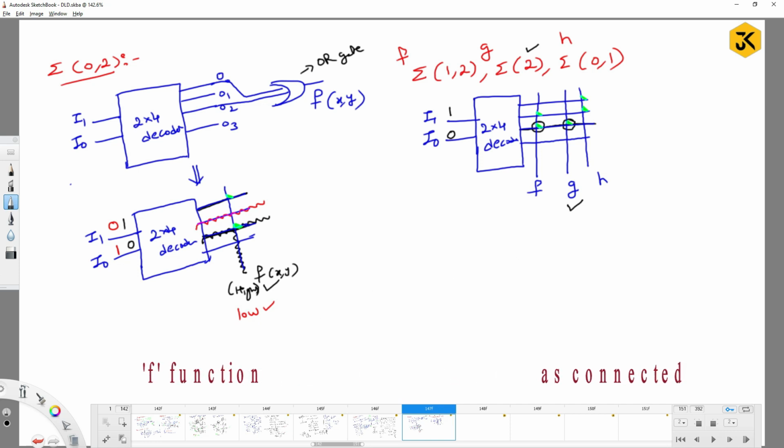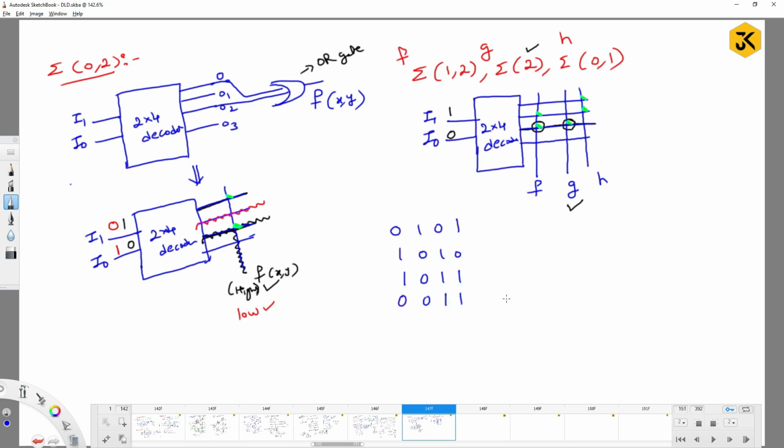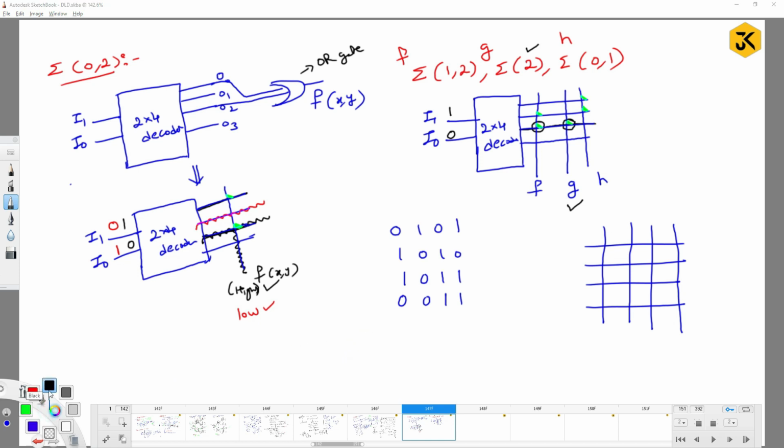Okay, fine. So meaning that if you observe, I am going to have data like 0101, 1010, 1011 and something like 0011. The same thing I am going to write in the form of a matrix format. I have four vertical lines, so assume that these are the functions f, g, h, I.